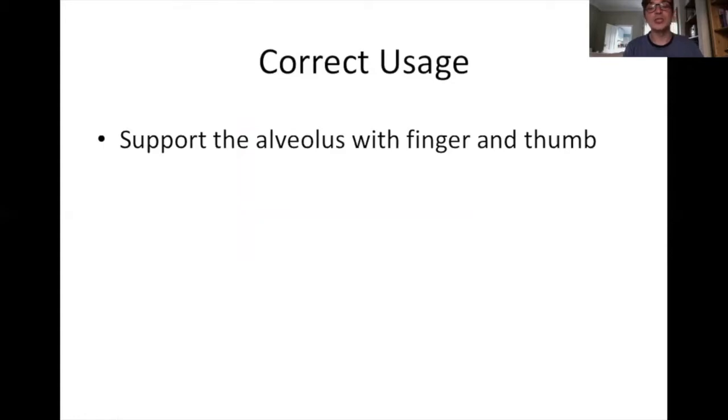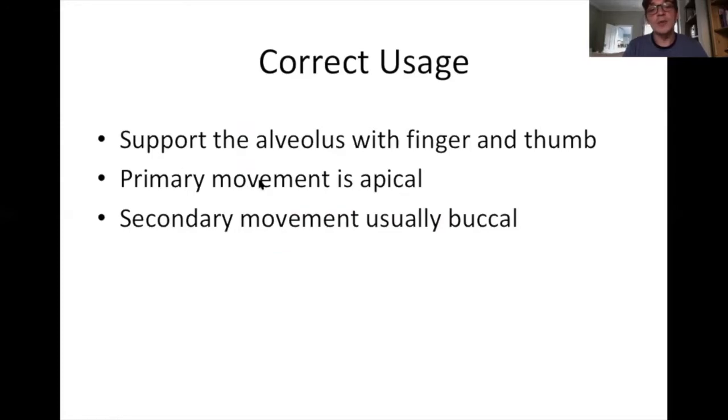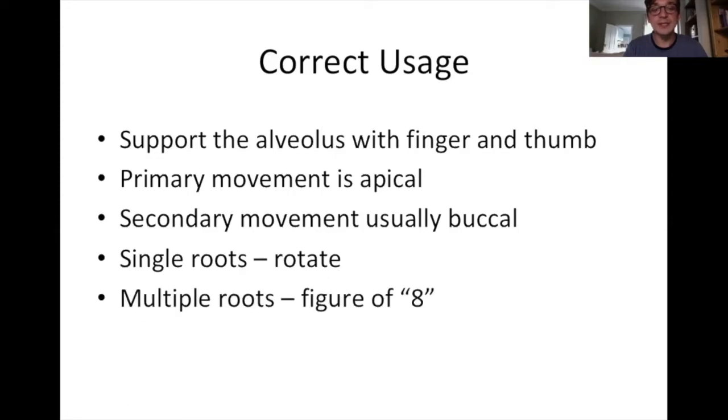And the correct usage is that you support the alveolus with finger and thumb. Primary movement is always apical, so you're not actually pulling out the tooth. You actually pressurize it apically until the periodontal ligament breaks down. And secondary movements are usually buccal, but it depends on the tooth again. Single roots, you just rotate, and they normally go out. And for a multiple root tooth, you can do a figure of 8, and that's how you enlarge the alveolus, break down the periodontal ligament, and the tooth will come out.